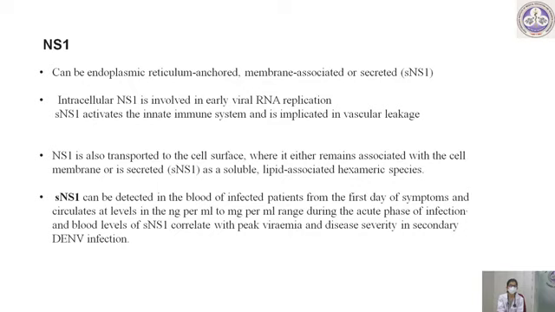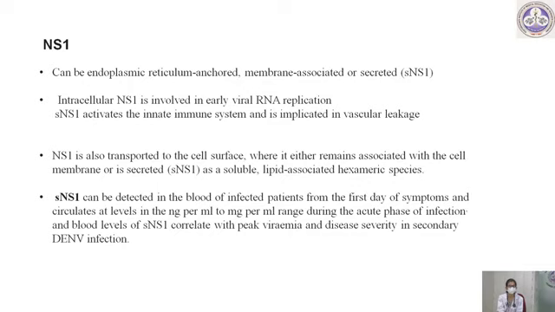Talking about the NS1, it can be endoplasmic reticulum encoded, membrane associated, or secreted. Intracellular NS1 is involved in the membrane associated early viral RNA replication. Secreted NS1 activates the innate immune system and is implicated in vascular leakage. NS1 is also transported to the cell surface, where it either remains associated with the cell membrane or is secreted as soluble lipid associated hexameric species.